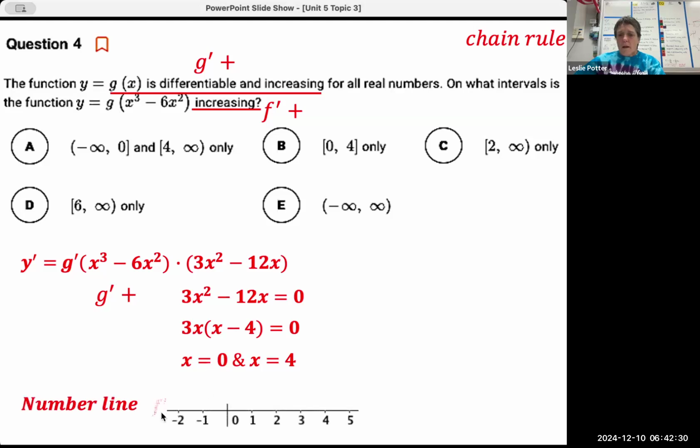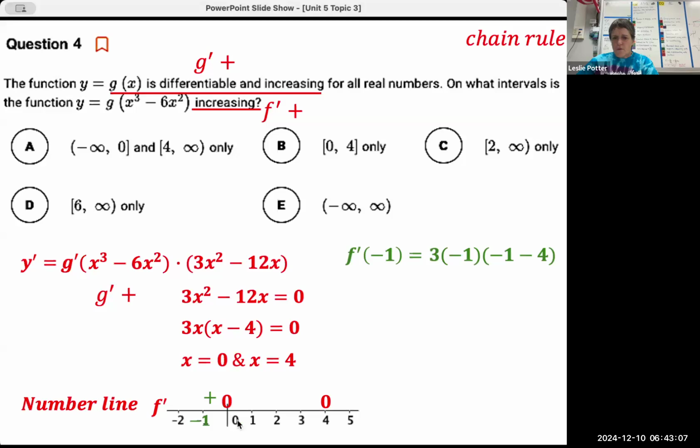So when we set up our number line here, we're going to have our critical points at 0 and 4. And then we're going to just treat this like we've treated every other problem. We're going to pick a point to test. So I'm going to pick -1. I'm going to put -1 into this expression. I just need to worry about the factored expression here, because this is always positive. So I have 3 times -1 times -5. So this is a positive times a positive, that's positive.